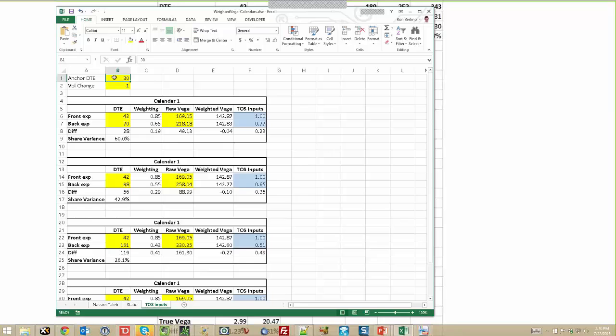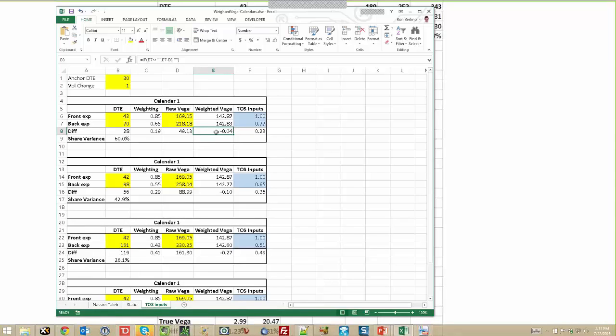I've just chosen 30. Then if you want to simulate the vol change going up by 1 point, you stick a 1 in here. So any cell that's yellow, this is where you can specify your own inputs. Don't change these, only change what's yellow. So you would come in here, you type in 42, and then 70, which are the expiration for your short and the expiration for your long. From a DTE perspective, you enter the raw Vega based on what the software is telling you, and then this will work out the weighted Vega and tell you, in this case, that that particular calendar is relatively Vega flat.